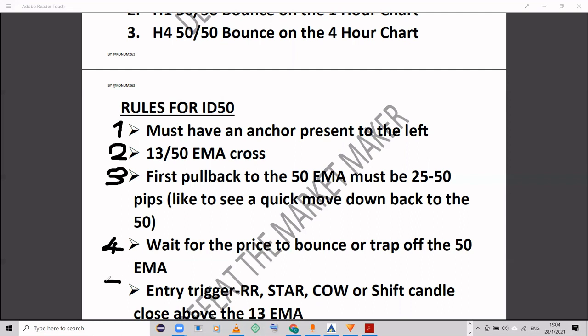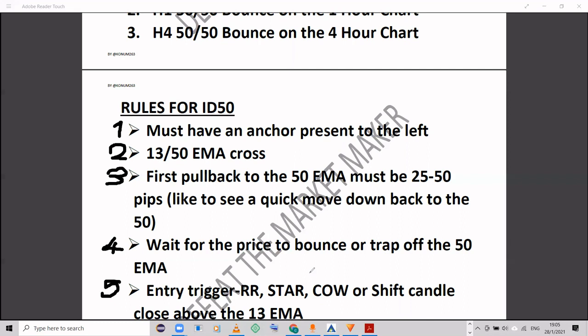The fifth one has the entry triggers now. After price either bounces or traps off the 50 EMA, these are the entry triggers. All of these are entry triggers, but these are the candlestick patterns that you should notice before you enter the trade, and what they should do. So what are these candlestick patterns? These are the railroad candles, the stars, the morning and the evening star, the cord of wood, or the shift candle. And all these candlesticks should close above the 13 EMA.